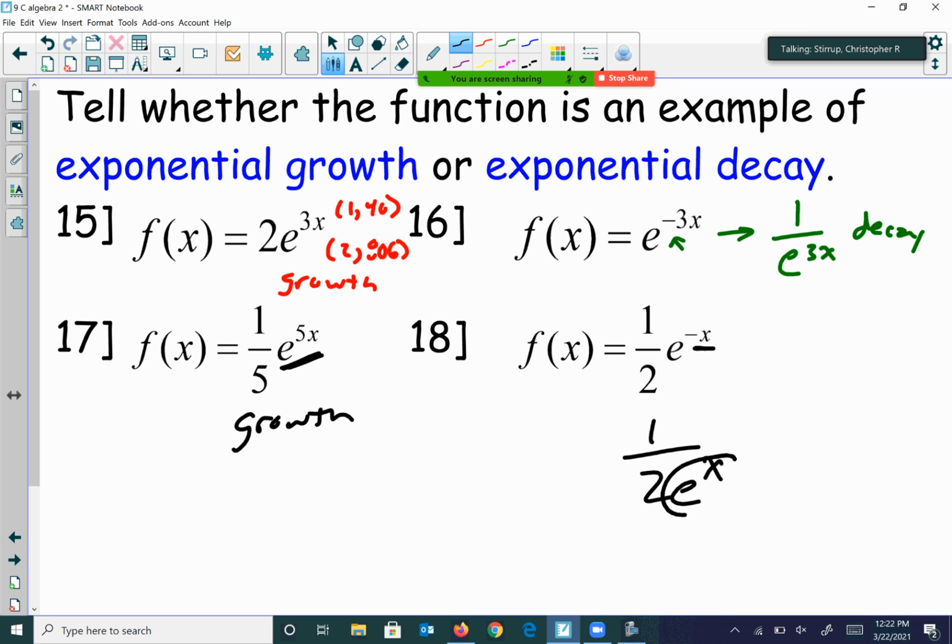Being that this is going to take place, that's going to allow the bottom to become big very quickly, which is going to give us a decay. So again, remember, decay: as you go to the right, as you go to infinity in the x direction, if it grows away from your asymptote, it's growth. It can go upward to grow away, and it can go downward to grow away. Or if x goes to negative infinity and I get closer and closer to an asymptote, that means it's decay. It's getting smaller and smaller.